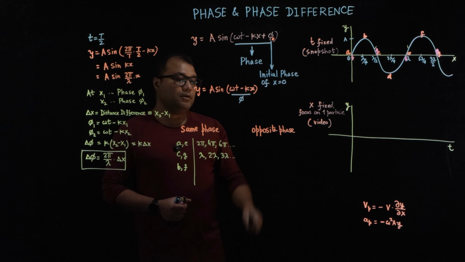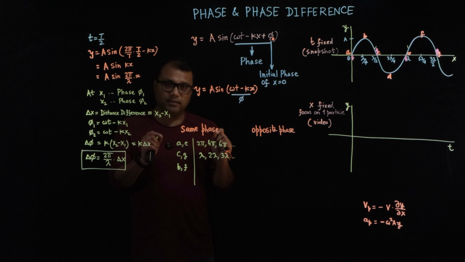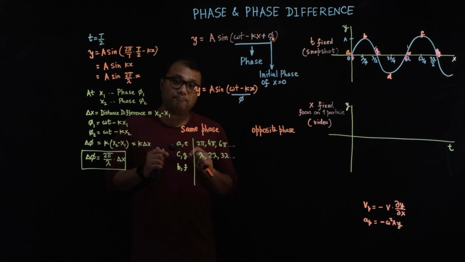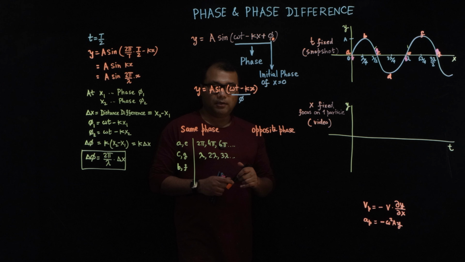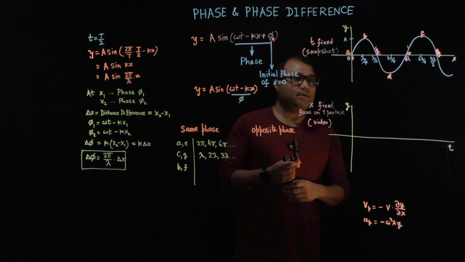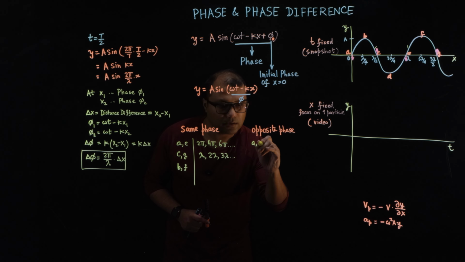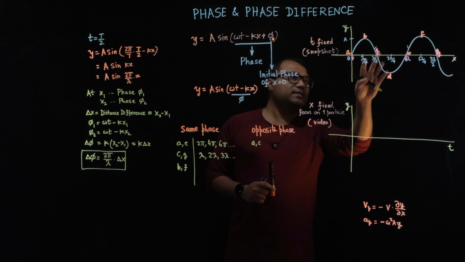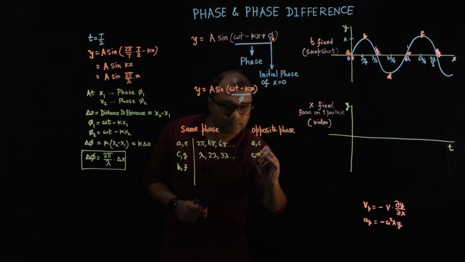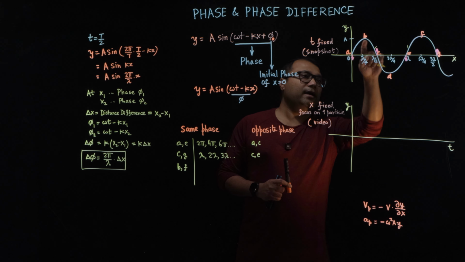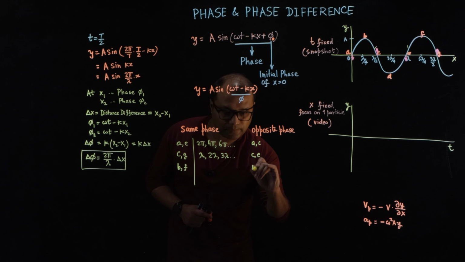Now what is opposite phase? Opposite phase is when two particles at a given time have the same magnitude of displacement, velocity and acceleration, but their directions are opposite. Okay. So we can clearly see A and C are in opposite phases. Similarly, C and E are in opposite phases. We can say B and D are in opposite phases.